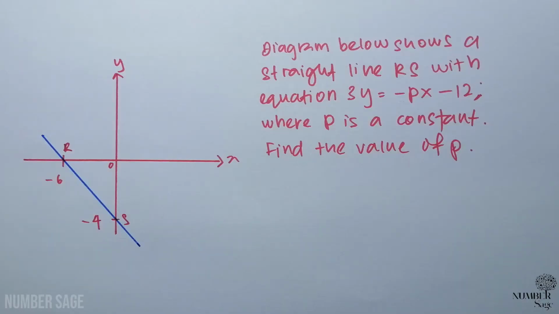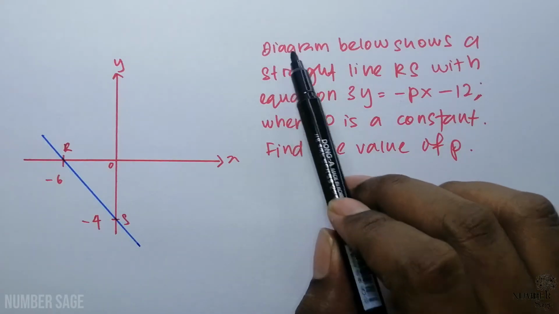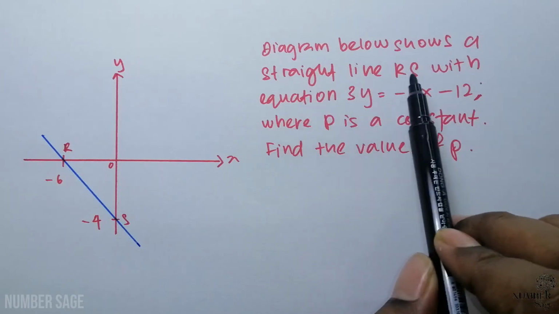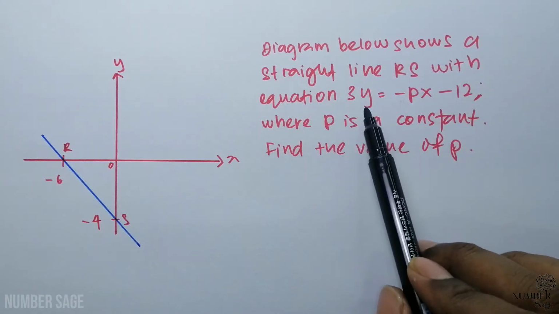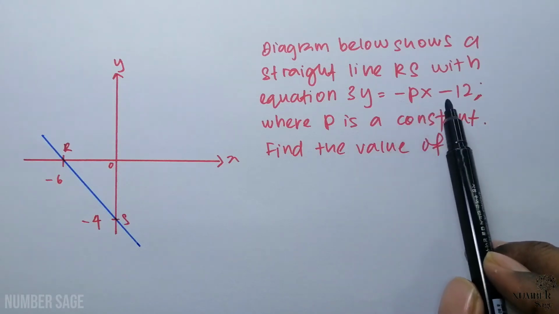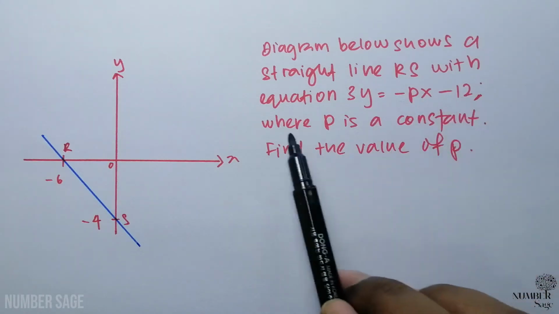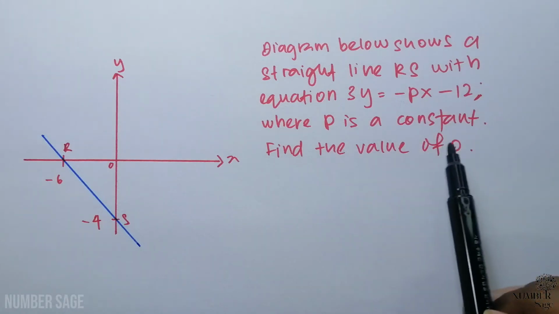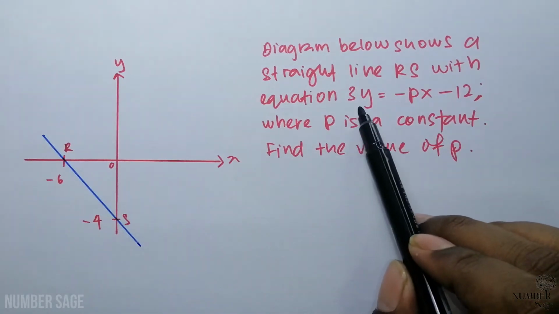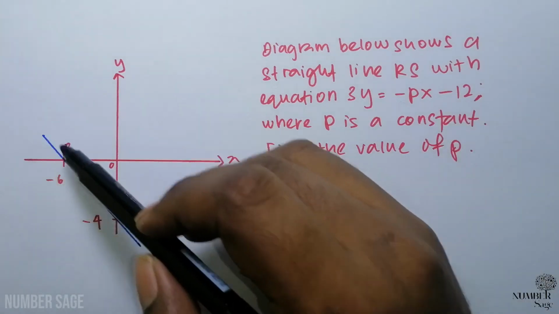Now, let's look at the first question. The diagram below shows a straight line RS with equation 3y minus px minus 12, where p is a constant. Find the value of p. Okay, so now we have the equation and we have a straight line.